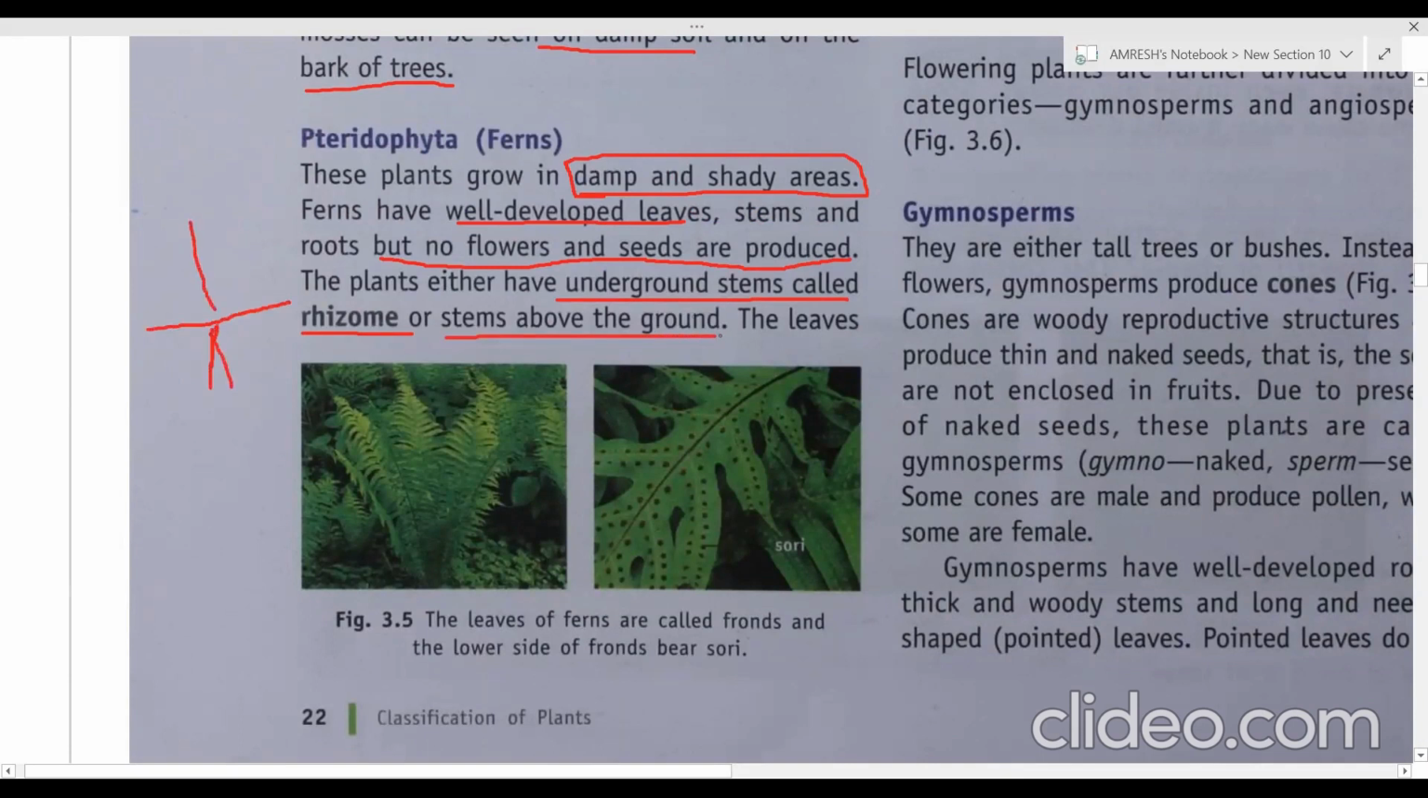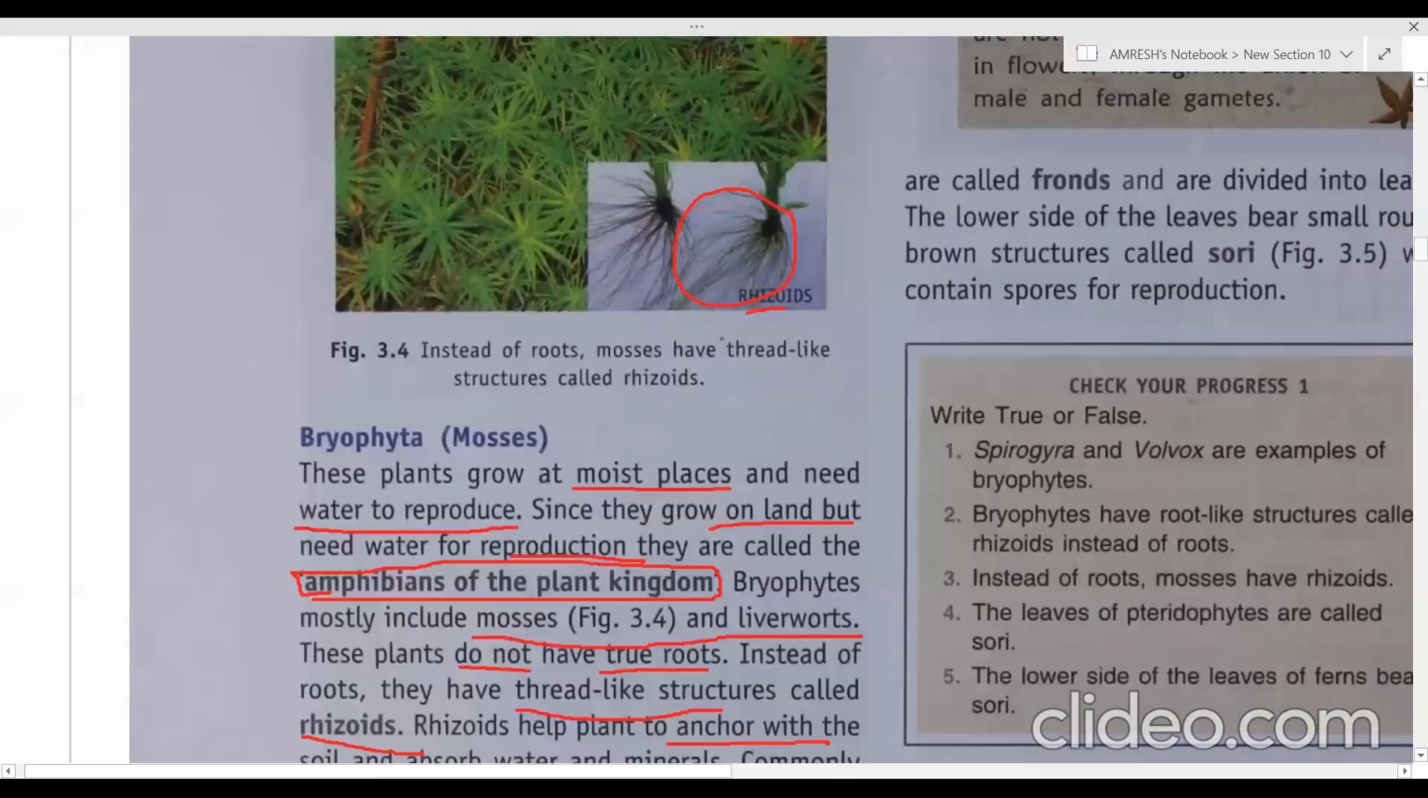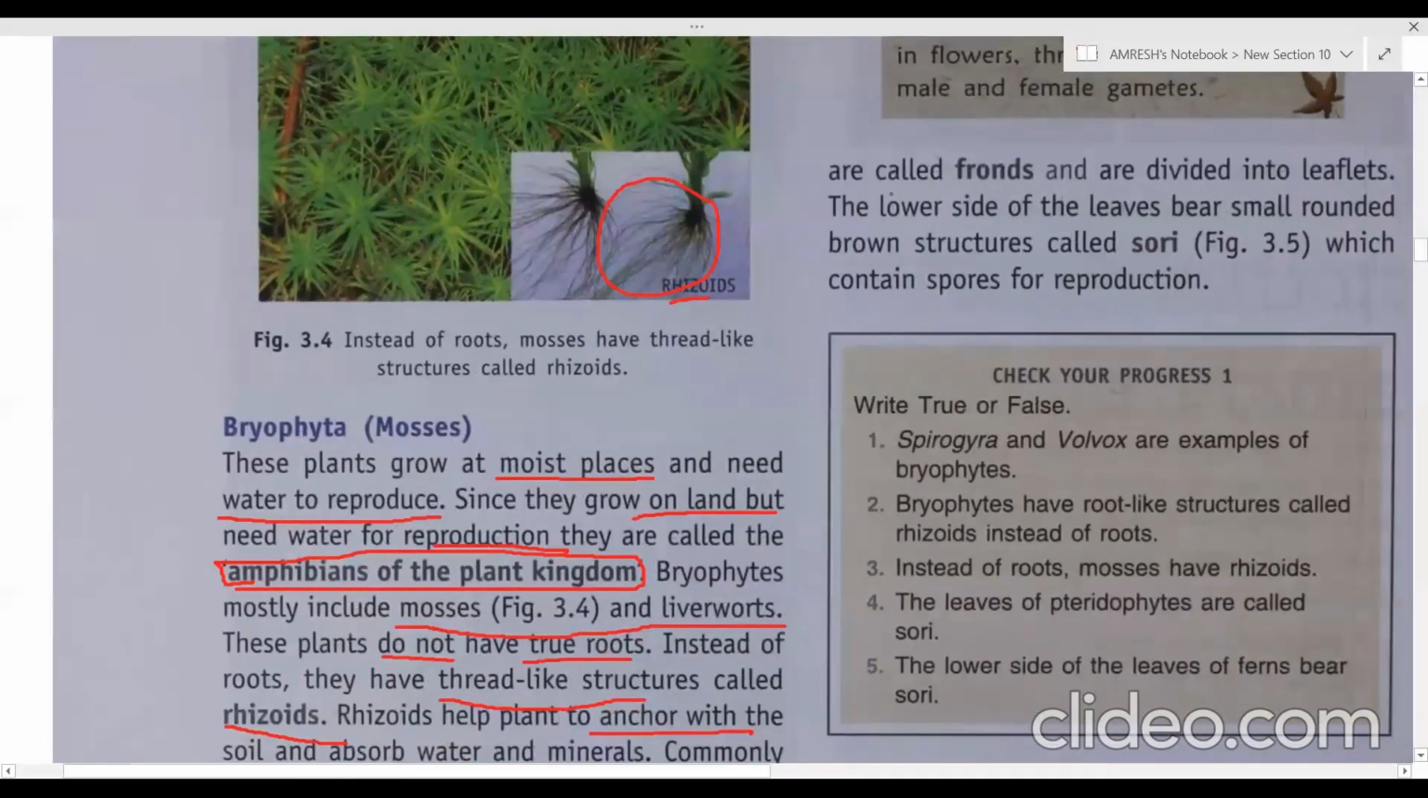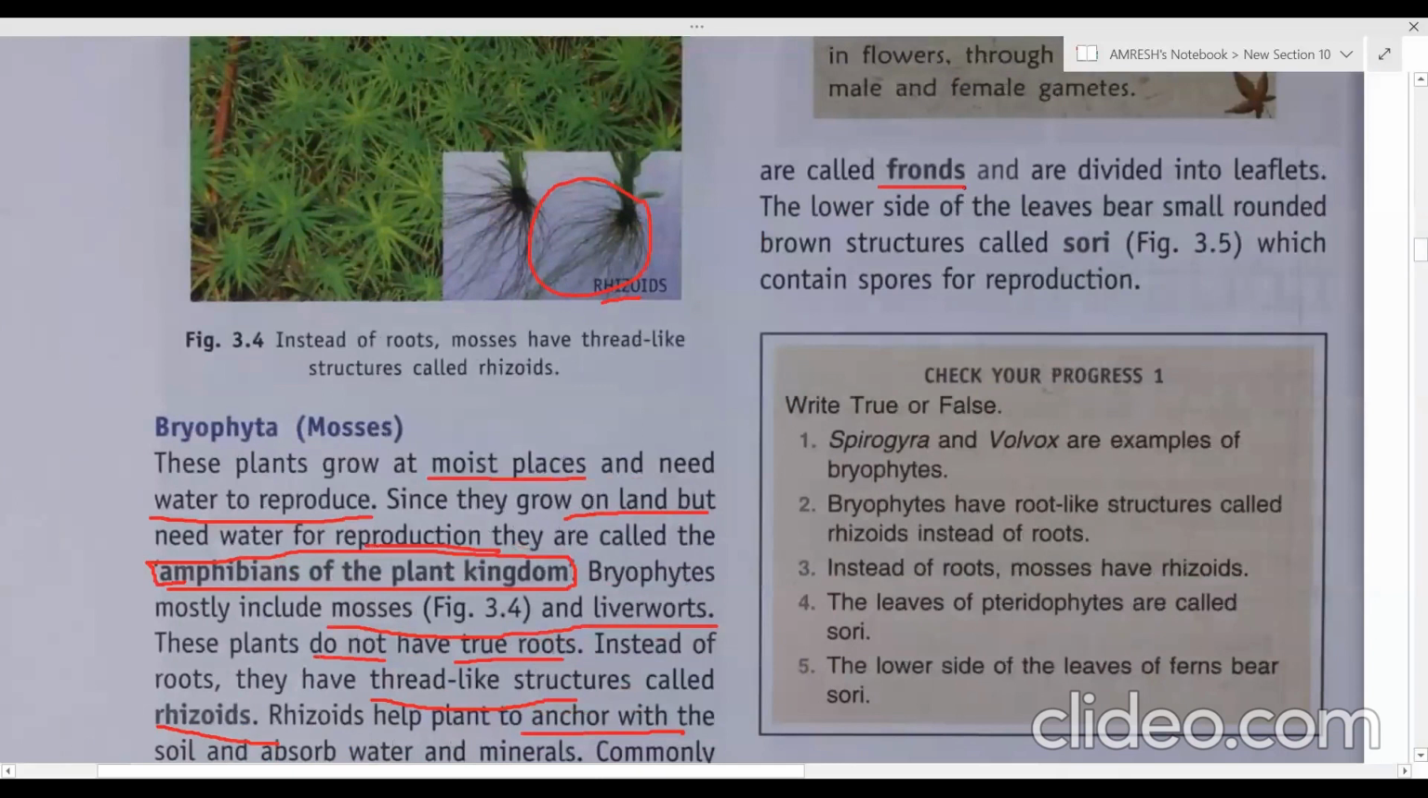In some, the stem is also above. The leaves are called fronds. What are the leaves of the pteridophyte called? They are called fronds. The leaves are divided into leaflets. Leaflets means like this, you have this small leaf. Okay, these are the leaflets.